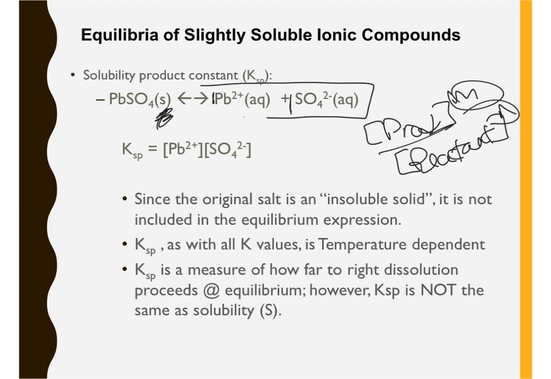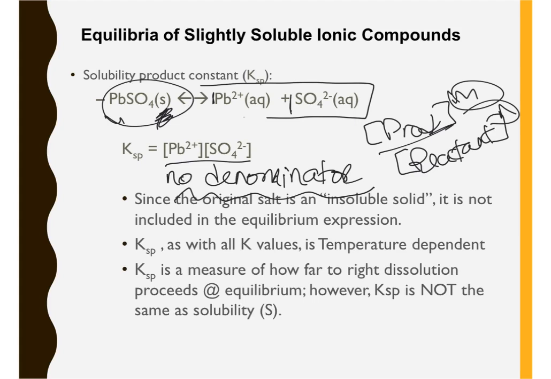So there will never be a denominator in a Ksp expression. I would actually write that down, make sure you don't mess that up. Never is there a denominator. Why is that? Because the reactant, this isn't really a chemical reaction, but the starting substance, we're going to call it a reactant for argument's sake, is always a slightly soluble salt, which we call insoluble. And so in all effect, it's an insoluble solid, even though we know it's slightly soluble. Anyway, the equilibrium constant expression will never have a denominator.